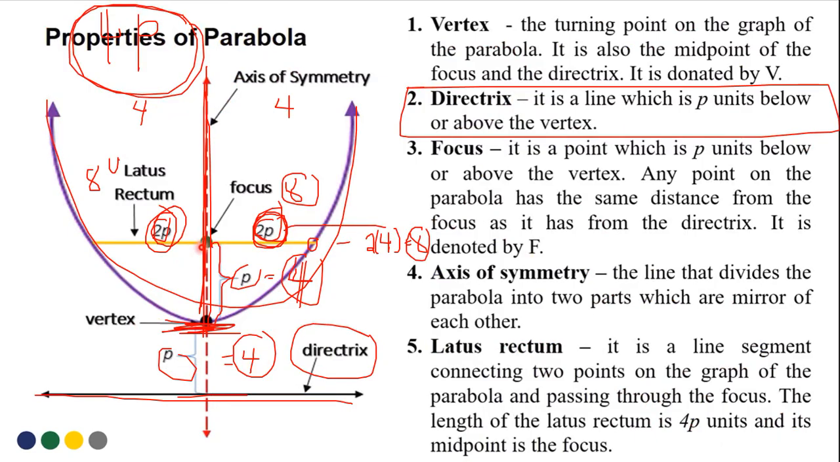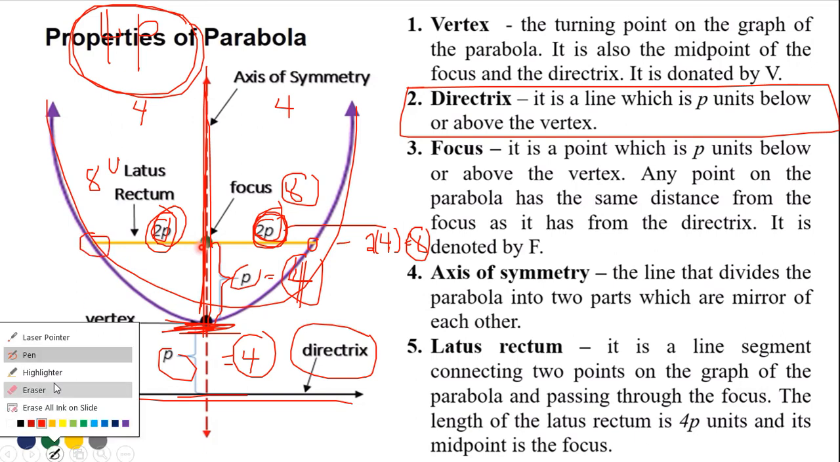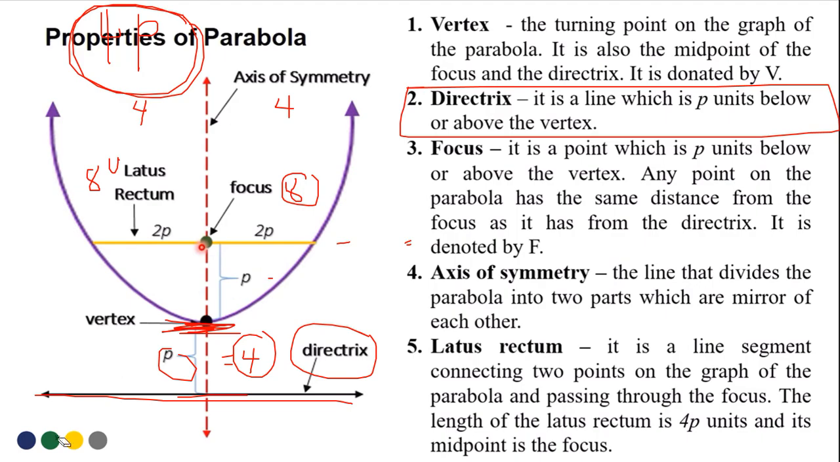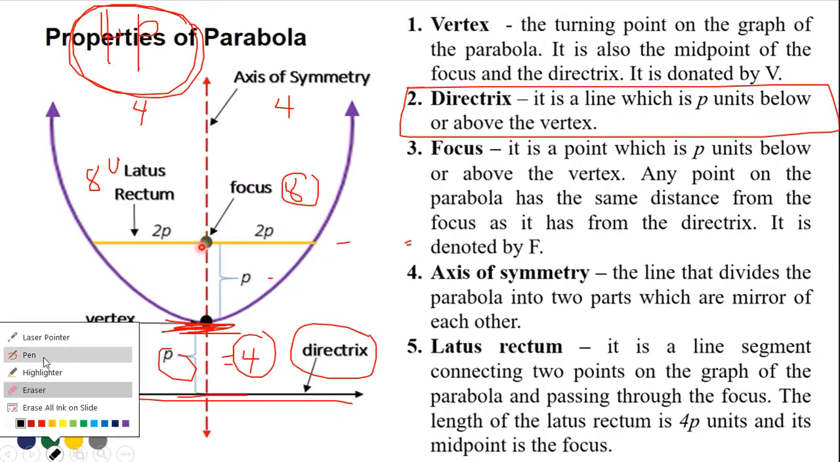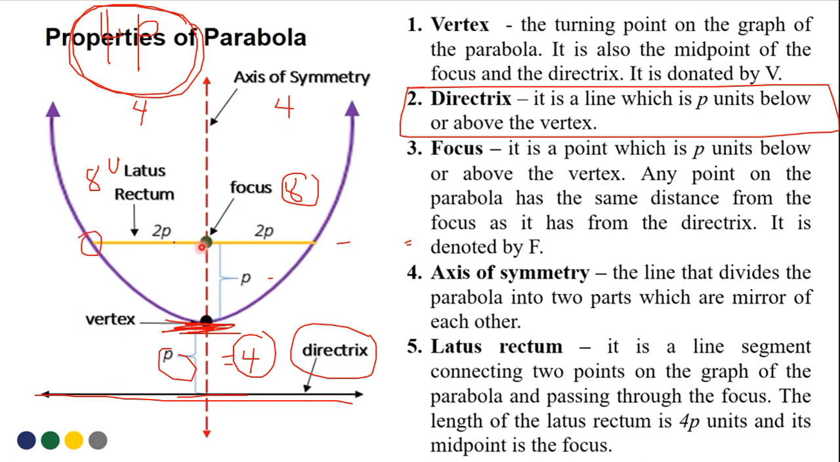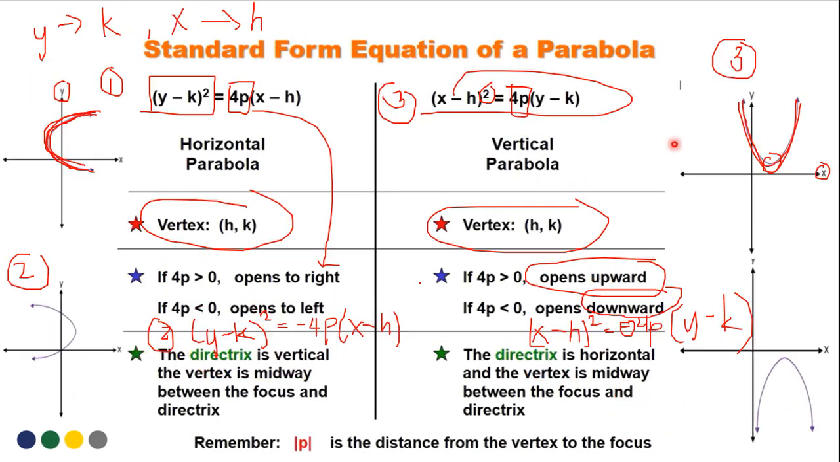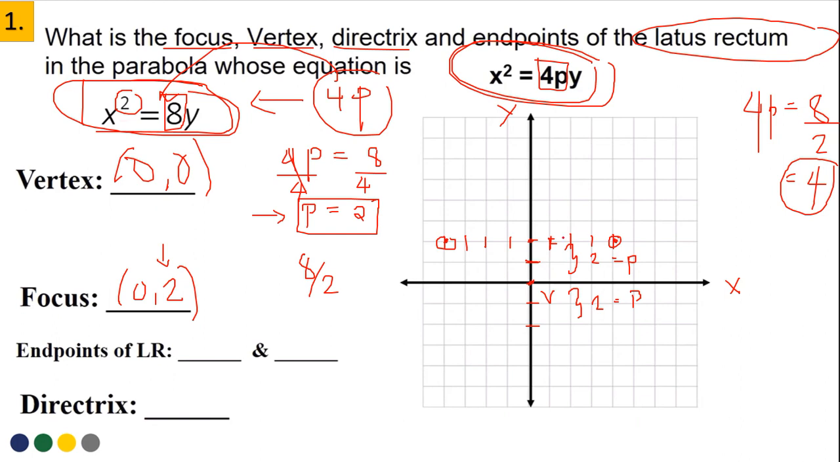Kasi nga, yung latus rectum natin, dalawa yan. Kung titignan nyo itong drawing natin dito, dalawa po yung kanyang latus rectum. Yan o, dalawa yan o. Yung left at ito yung right. Dito rin, meron tayong right, meron tayong left. So, yan po yung graph of our number 1.